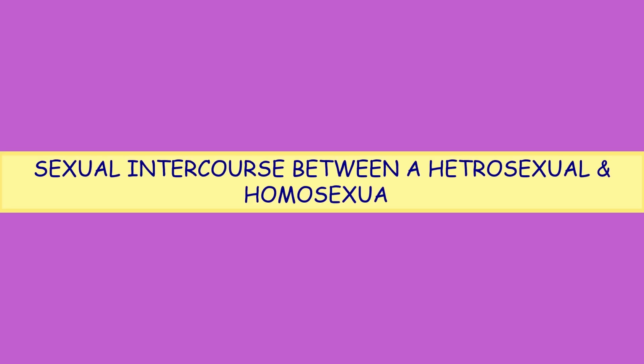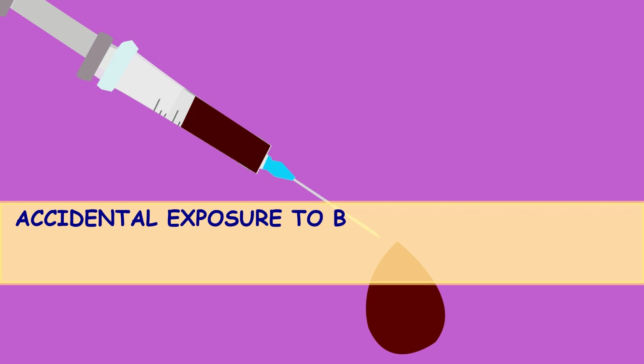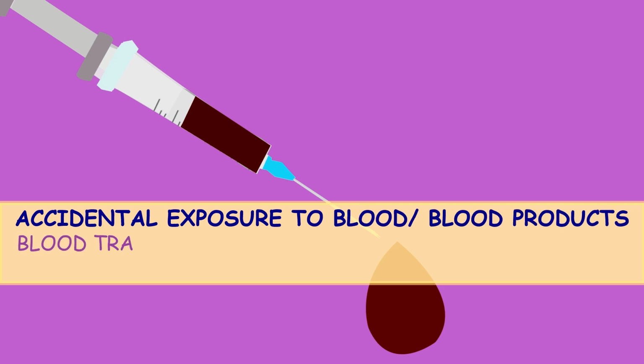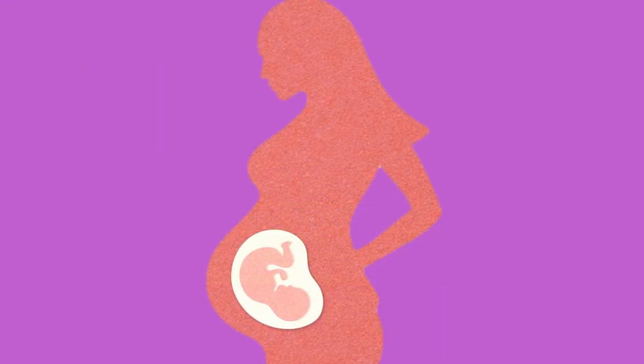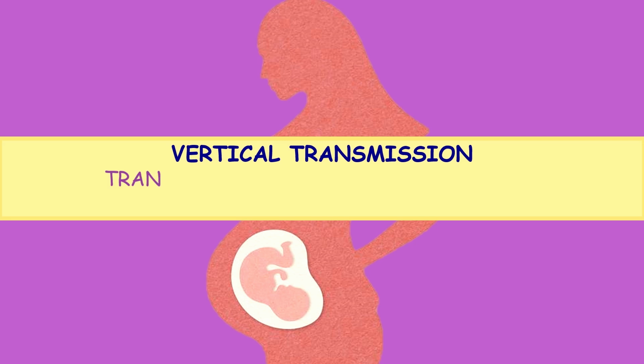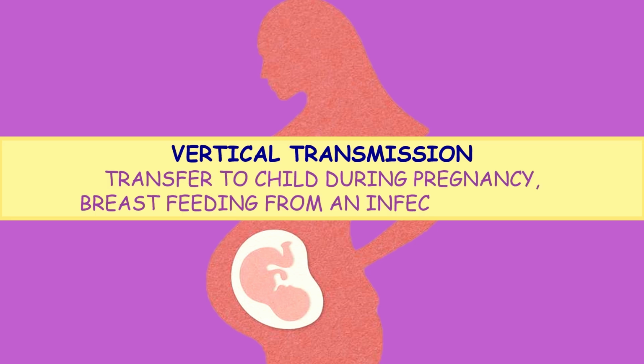Among the main ways of transmission is sexual intercourse between a heterosexual or a homosexual infected individual. Another is through accidental exposure to blood and blood products, like blood transfusion, shared needles, and contaminated instruments. Lastly, it could be vertical transmission, that is from mother to child. It could be transferred to the child during pregnancy or during breastfeeding from an infected mother.